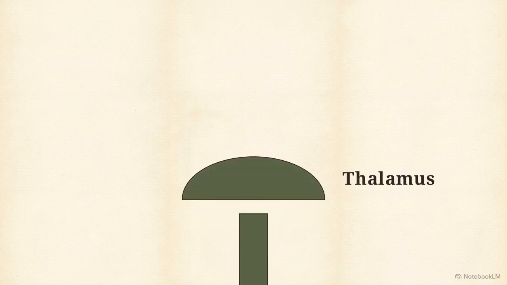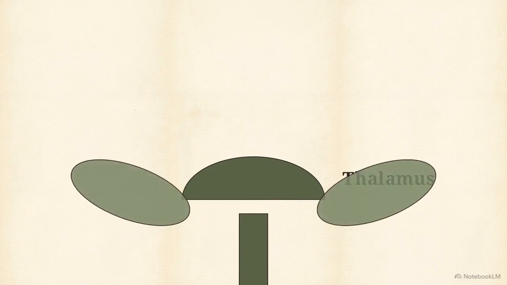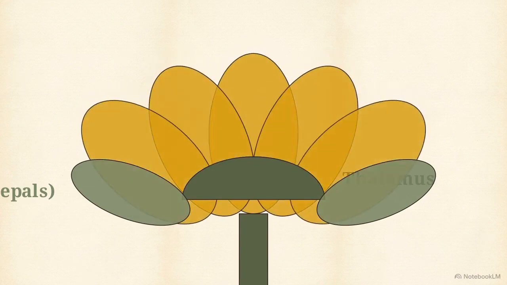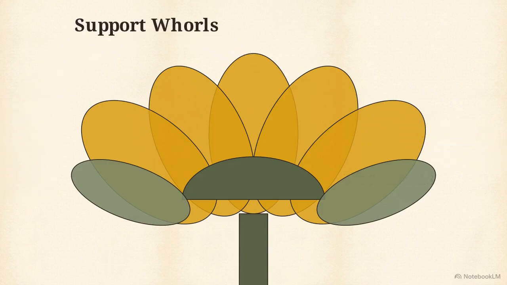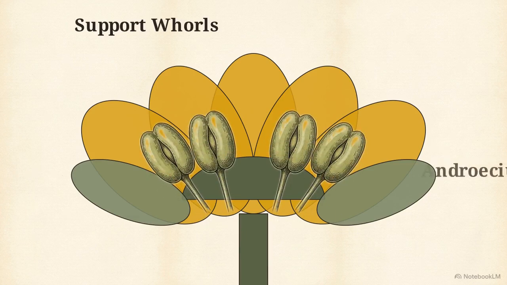The structure begins with the thalamus. This is a flattened, swollen portion of the stalk that serves as the foundation for the entire reproductive machine. On the outermost ring is the calyx. This consists of green, leaf-like sepals that provide physical protection for the internal components while the flower is still in the bud stage. The second ring is the corolla, made of brightly colored petals. We group these outer two layers as support whorls because their function is protection and vector attraction rather than direct reproduction.